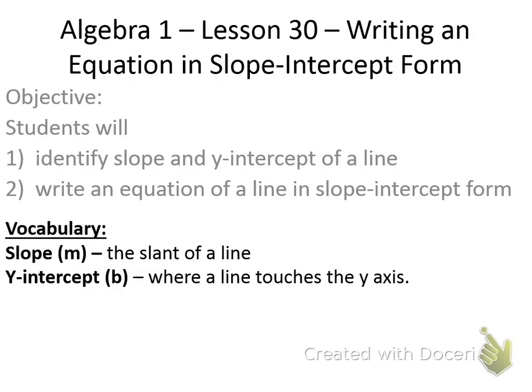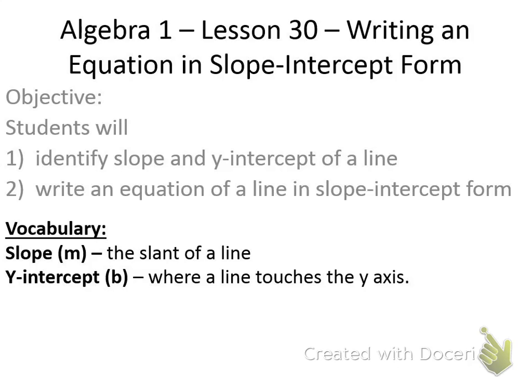This is lesson 30, writing an equation in slope-intercept form. There's a certain form of an equation of a line that we look at in math. Since we have a couple of elements that we can look at, we can make an equation easily. Today I'm going to teach you how to identify the equation, and then tomorrow it'll be a lot easier to graph it, okay?